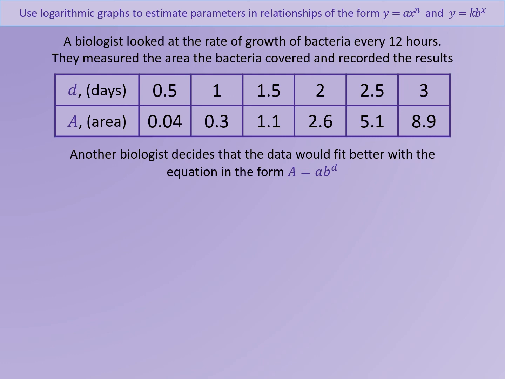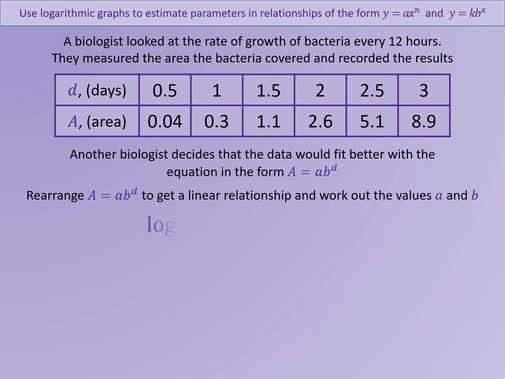And the way that we're going to do that is we're going to produce a linear model, a linear relationship based upon this equation. So the first thing we would do is take logs of both sides. Then we would separate the right hand side into two logarithms, and then we would bring that power down to act as a coefficient.